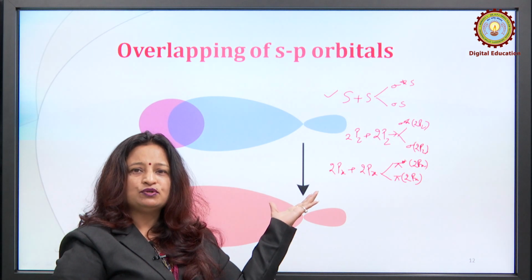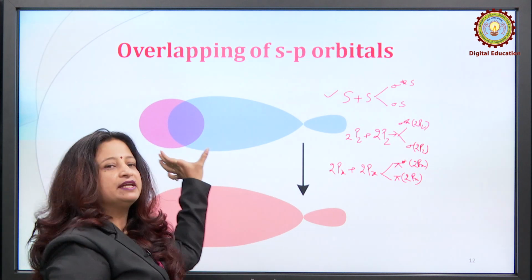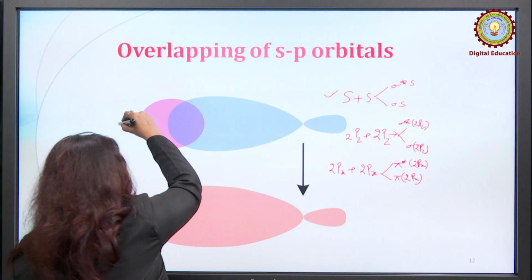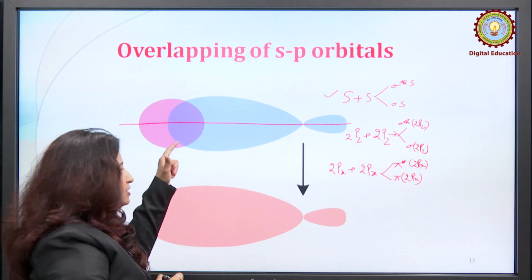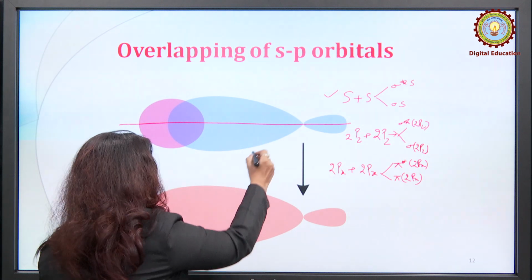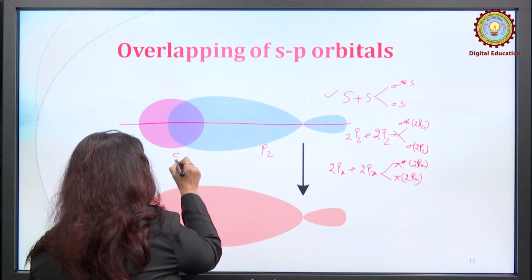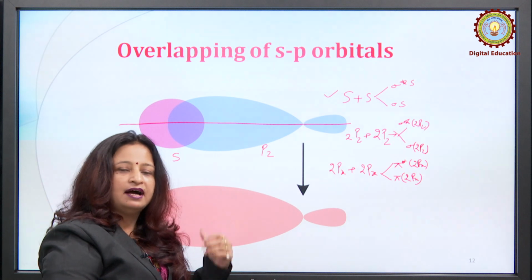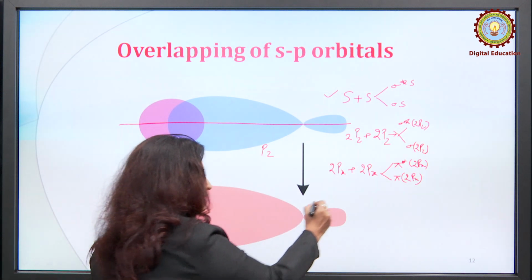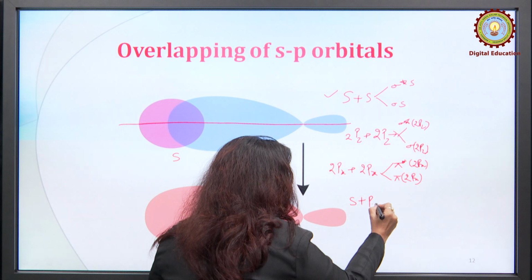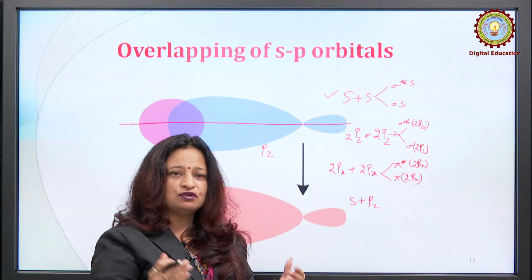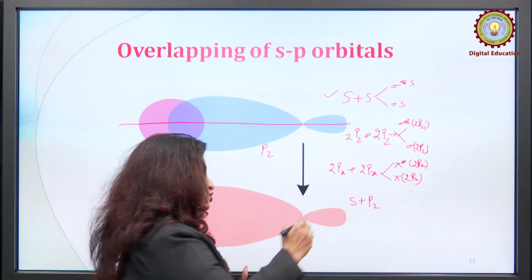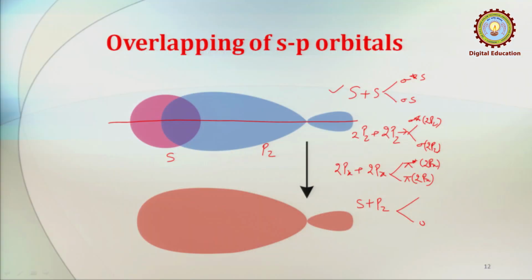Here it is very important to understand that since S is spherically symmetrical, it is present along the molecular axis. If this is the molecular axis, then you can easily see that if this is pz, then pz and S will combine together. Again the overlapping would occur, and S plus pz would lead to the formation of sigma molecular orbitals. All of us know that there is end to end overlapping, so it would lead to sigma spz and sigma star spz, right.